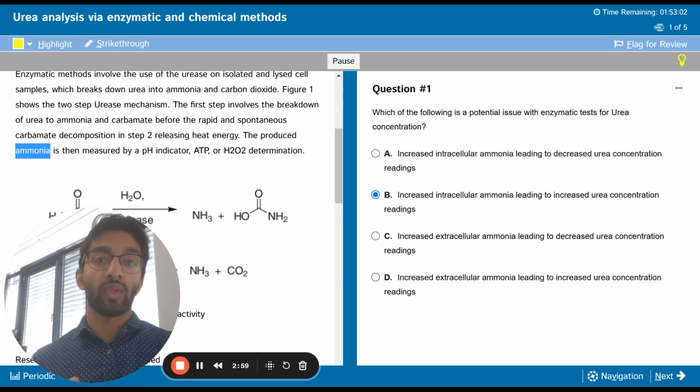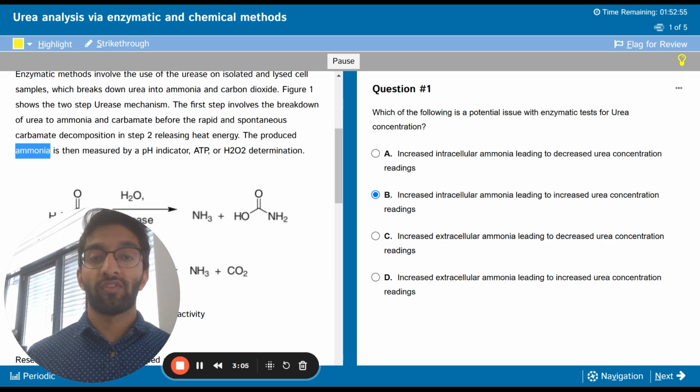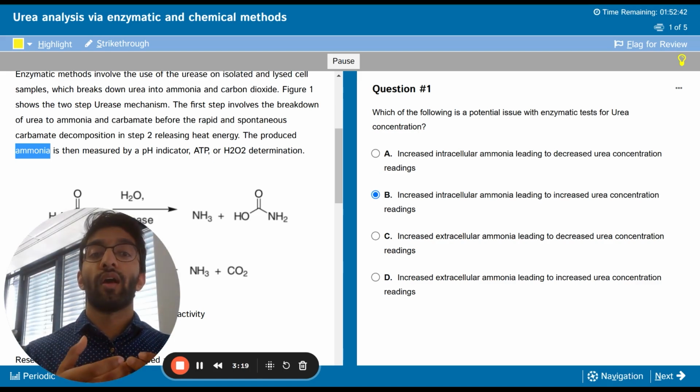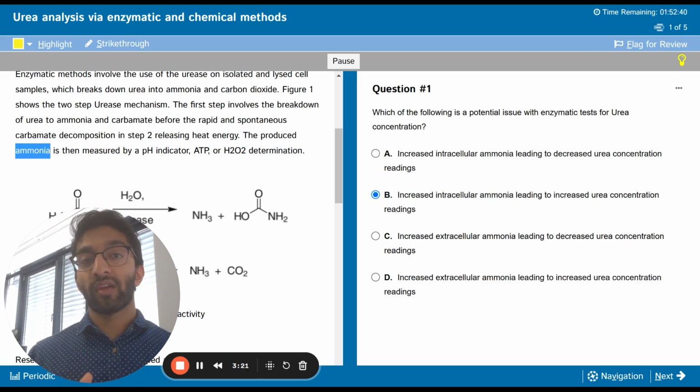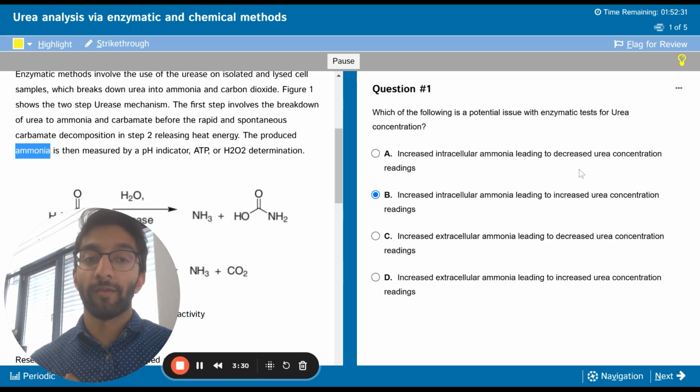And now let's imagine we run this through a pH indicator or something like this, and we find out that, okay, this corresponds to, because we think that every 1 molecule of urea gives 1 molecule of ammonia, that we must have had 10 molecules of urea in the original sample, when that's clearly not true. We only had 5. But because there was more increased amounts of ammonia already within the cell, that led to us getting an increased urea reading at the end, even though that's not true. So that's why the answer here is B.